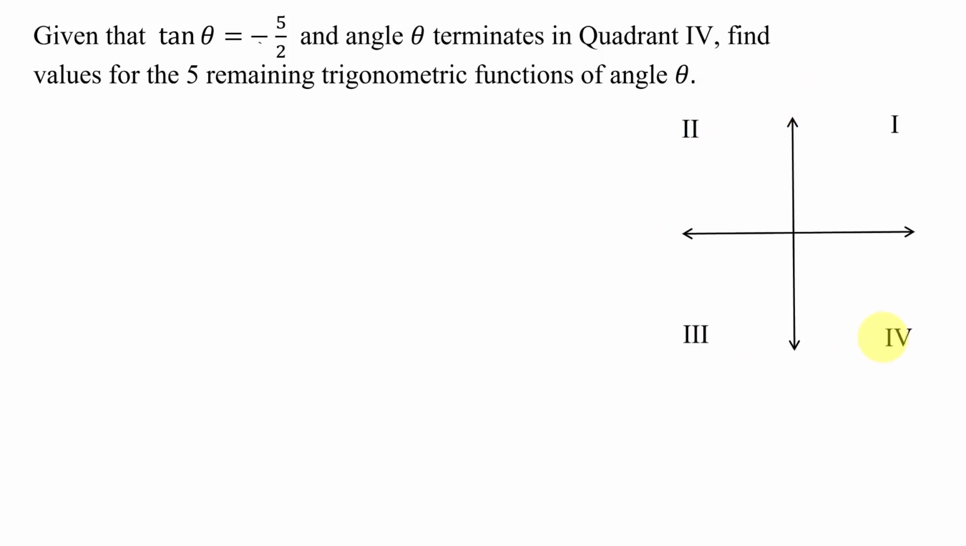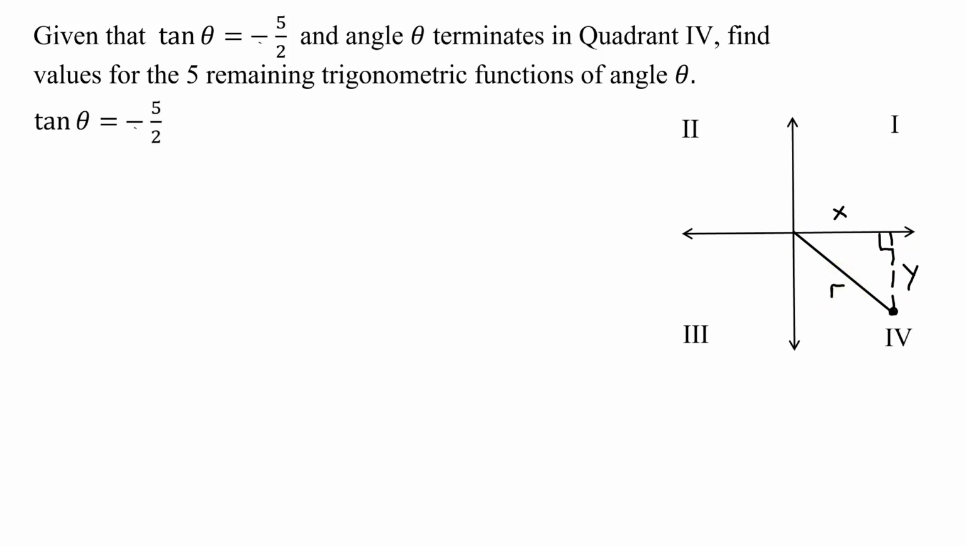Here are my axes as well as the labels for quadrant 1, 2, 3, and 4. My angle theta terminates in quadrant 4. So I need to draw an angle whose terminal side is down here in quadrant 4. And now I need to construct the little right triangle that goes up to the x-axis. And for this point here on the terminal side, this coordinate is x, this is y, and this is r.